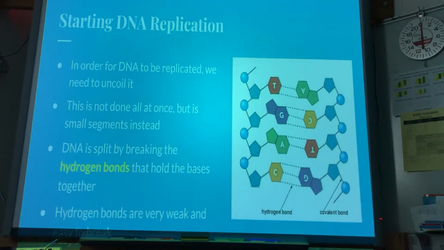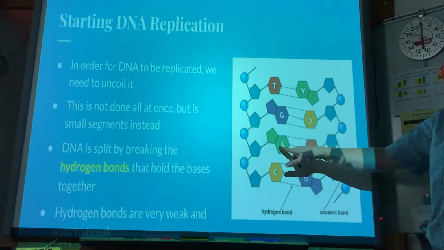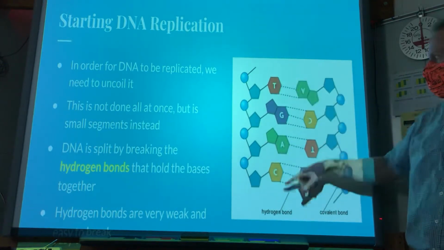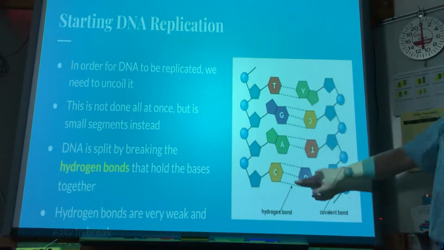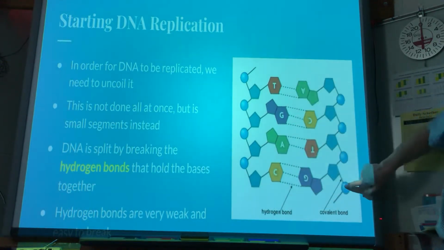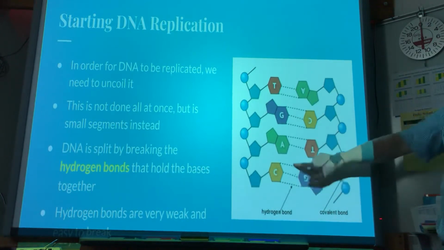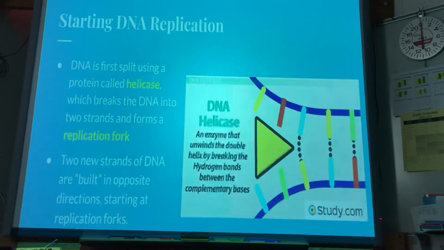Remember Chargaff's rule: for every A there's a T, and for every C there's a G. Complementary base pairing, anti-parallel, it's upside down on purpose. These are hydrogen bonds in between. These are covalent bonds. Covalent bonds are strong bonds. Hydrogen bonds are relatively weak bonds. So why is that beneficial? Because we need to be able to break this for the replication.